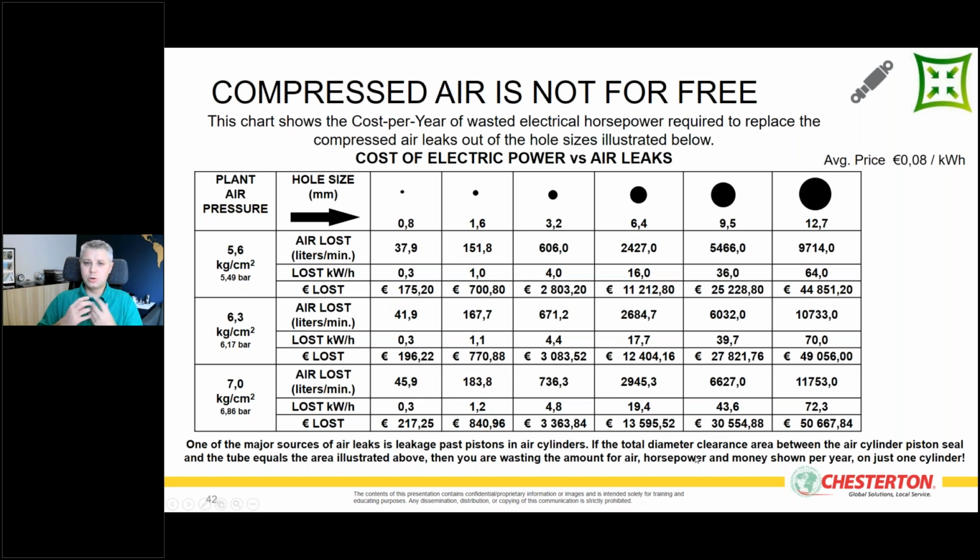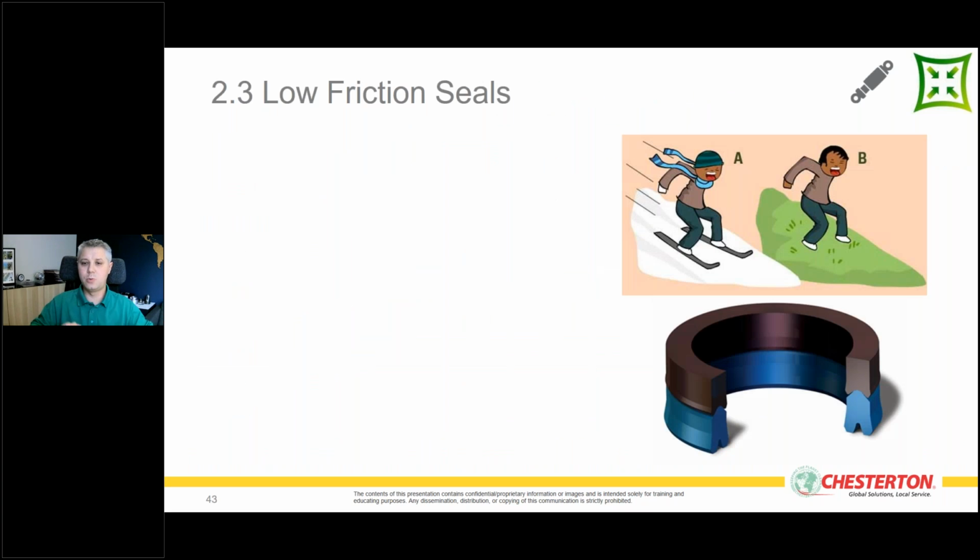So have a look. It's good to eliminate leakages. It's good to use a better solution. Because in this case, you can avoid these kinds of problems, and you can save a lot of energy and a lot of money. So for example, using more reliable seals in the pneumatic cylinders, we can make them work better. Okay, the next point is low friction seals.